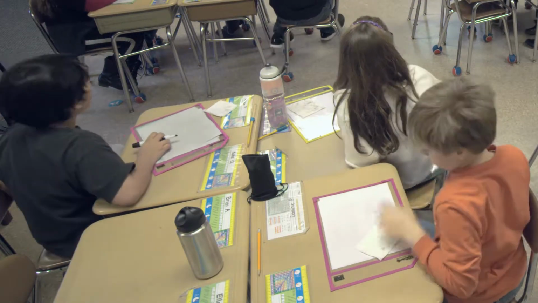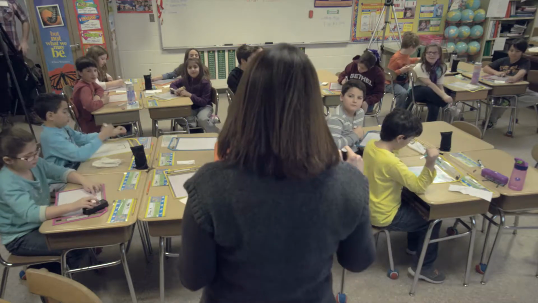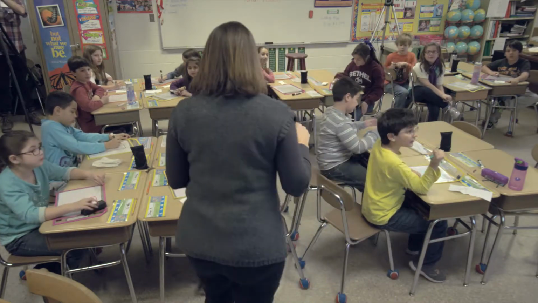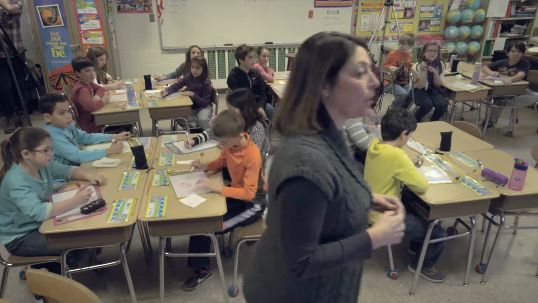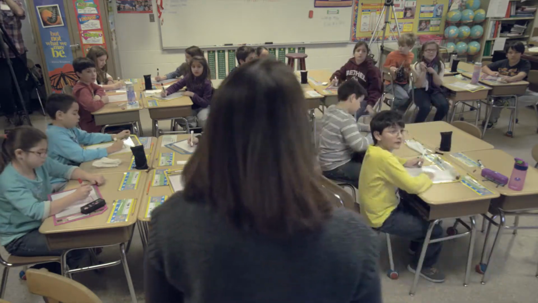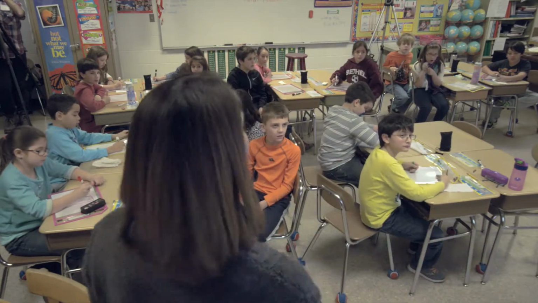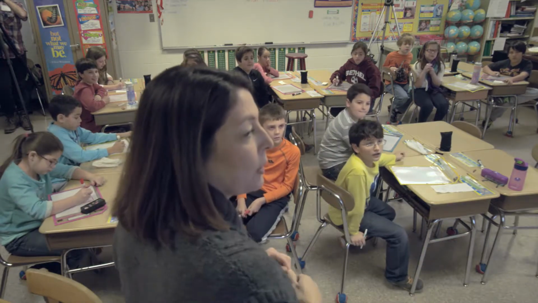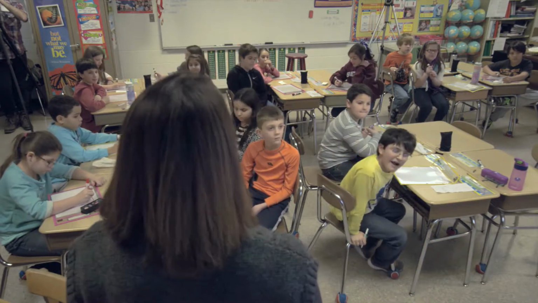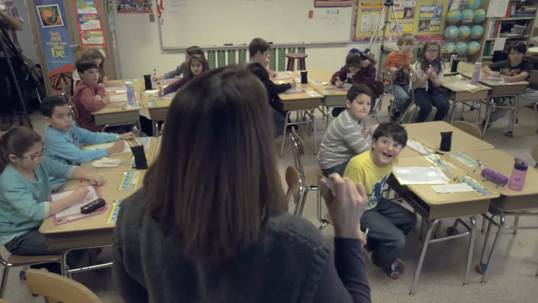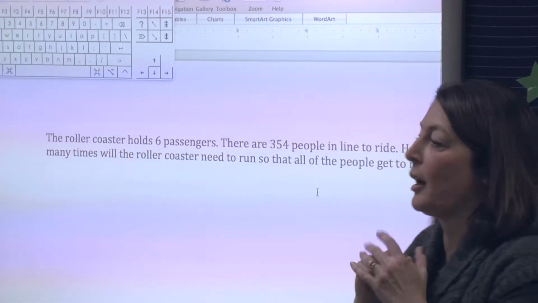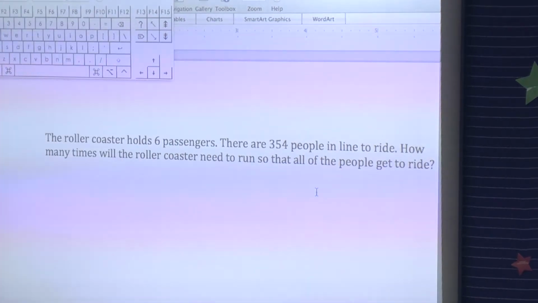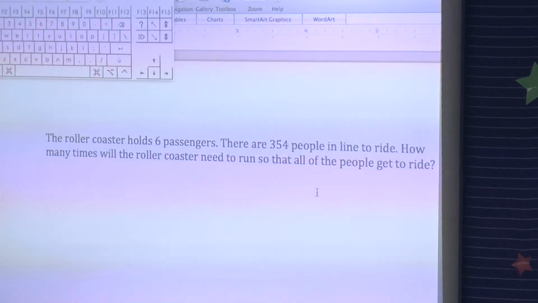So a roller coaster holds 6 passengers, right? We good with that? It's a small roller coaster. And there are 354 people in line to ride. How many times will the roller coaster need to run so that all of the people get a ride? All I want you to do right now is set the problem up on your Smart Pal. What are we trying to solve? So that we can solve it using partial quotients.